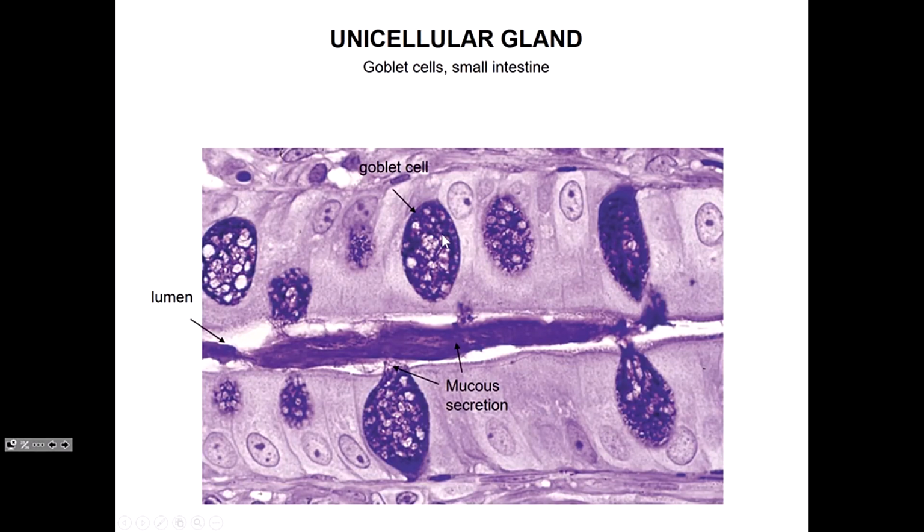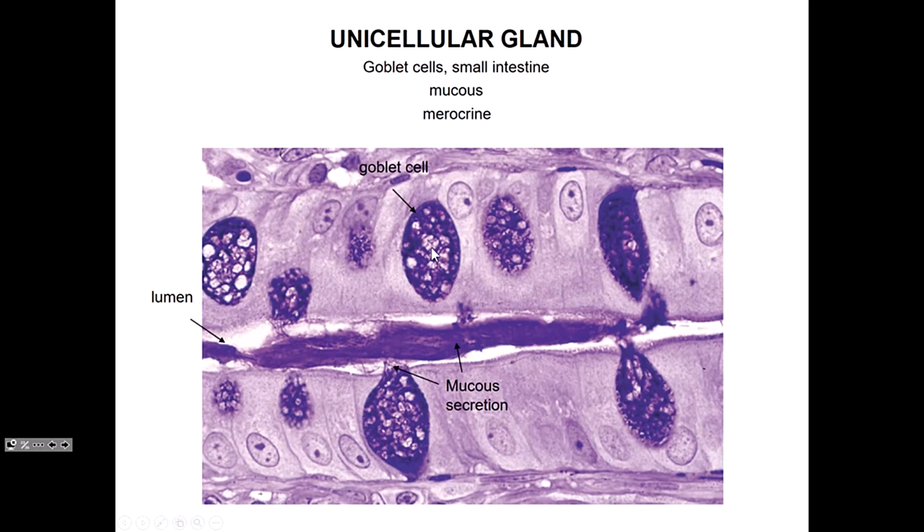Okay. Glands. So a single cell can be a gland, like these goblet cells of the intestine. They're secreting material, so we consider that a unicellular gland, single cell gland. And this is simple columnar, obviously. Goblet cell of the small intestine. And these goblet cells are secreting mucous material. They've got these big vesicles in the cytoplasm secreting into the lumen of the intestine, okay?